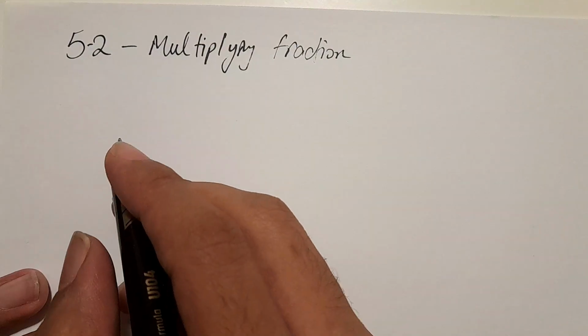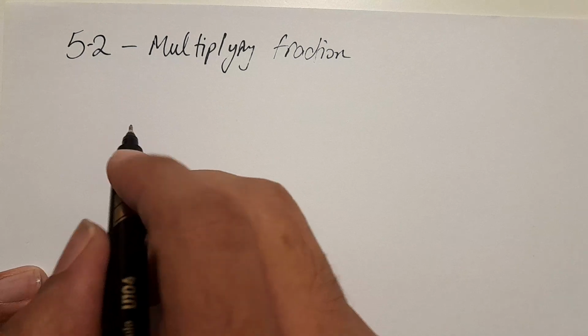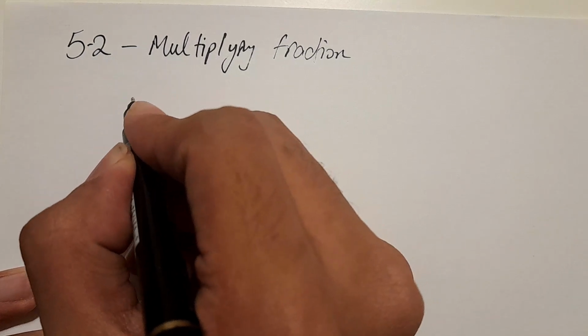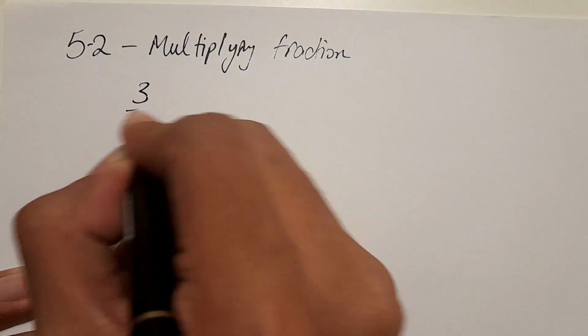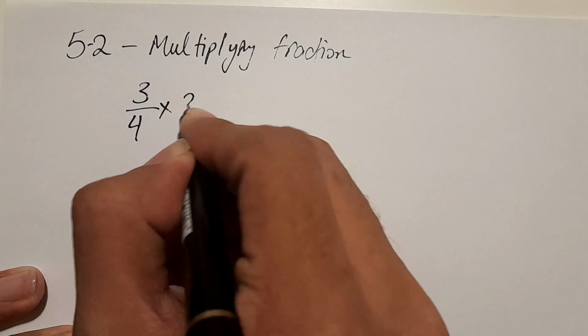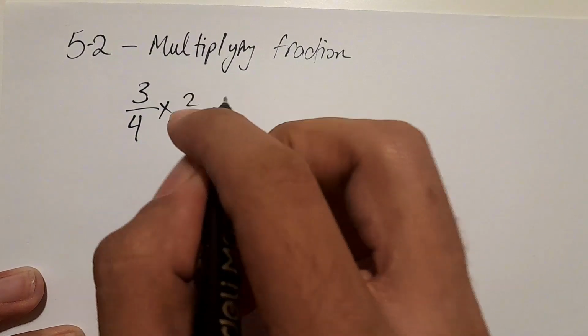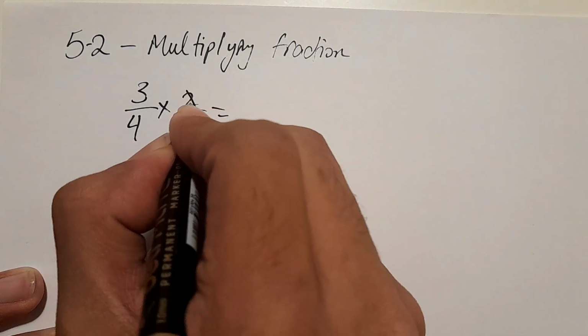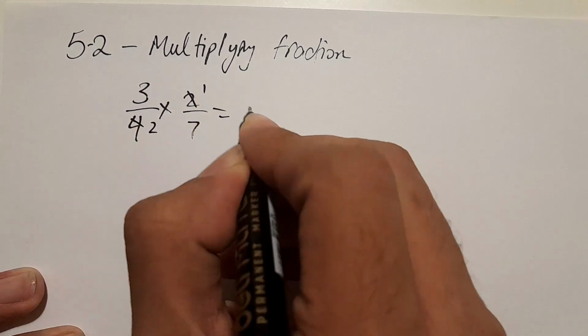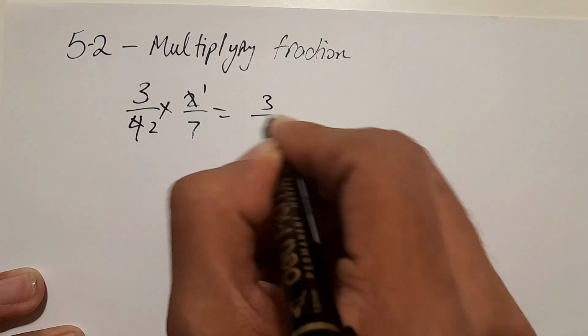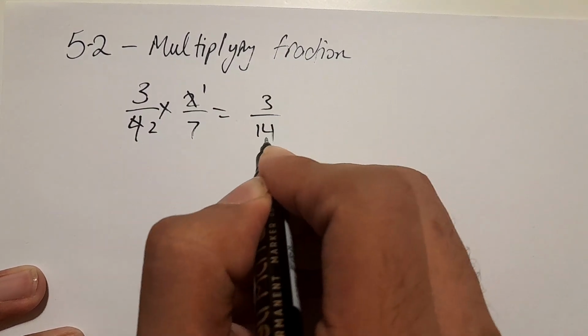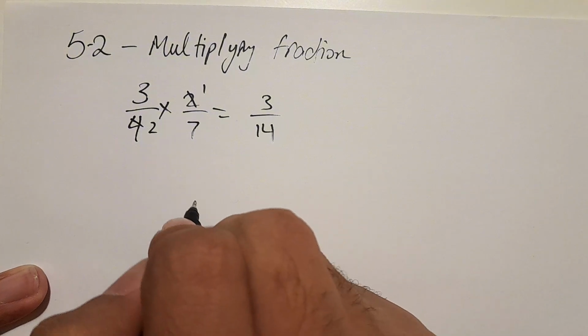So in multiplying fractions, if we have two fractions like 3 over 4 multiplied by 2 over 7, what we will do is we will simplify. 2 ones are 2 and 2 twos are 4, and then 3 ones are 3 and 7 twos are 14. So the answer will be 3 over 14.